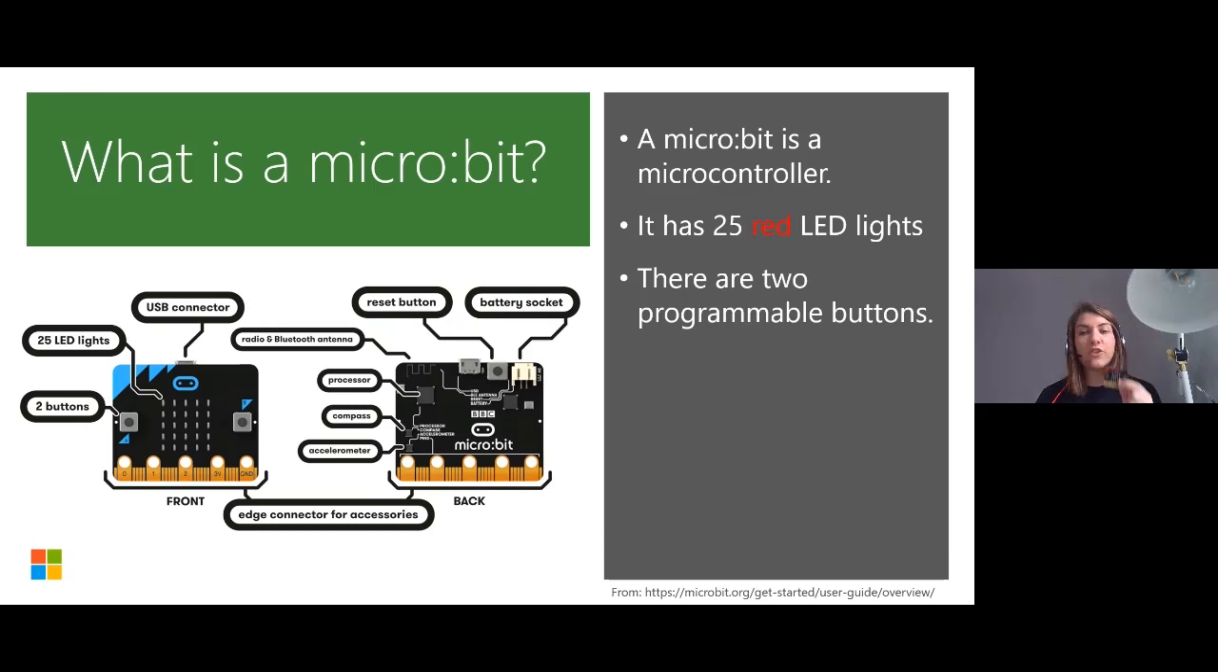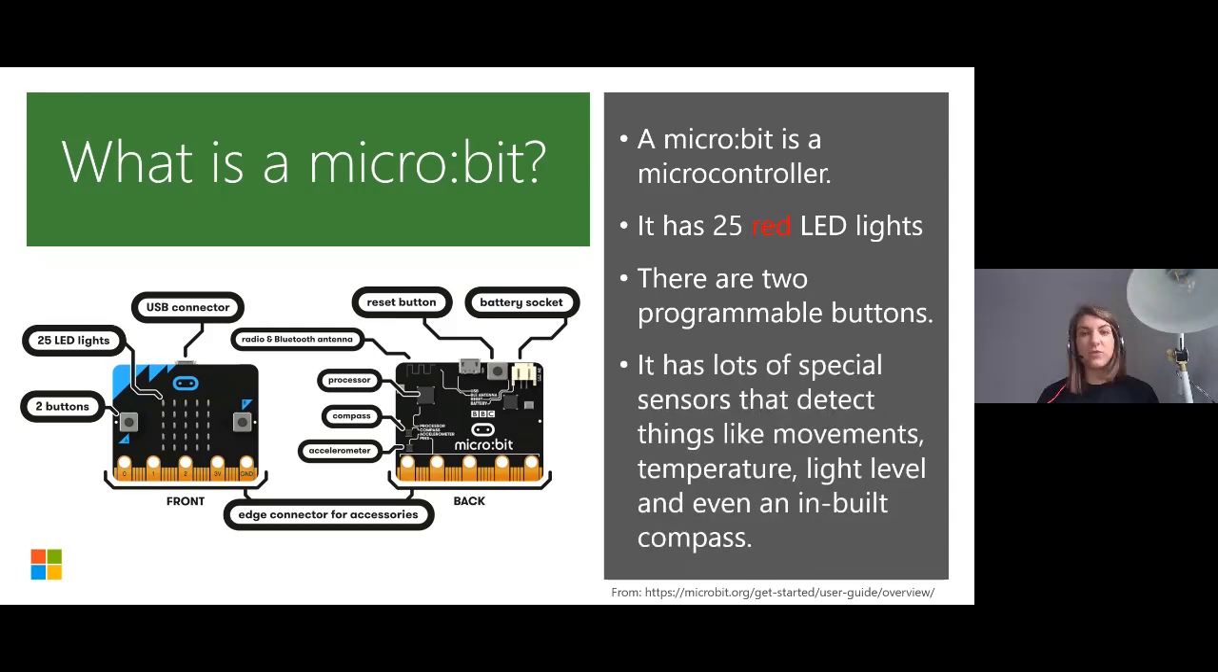The other thing it has, which is brilliant, is two buttons. It has an A and a B button. I can click on these buttons and get it to do things. In your case at home today, you can click on the screen. So you can click A and B, and again, you can see what the microbit can do with these buttons.